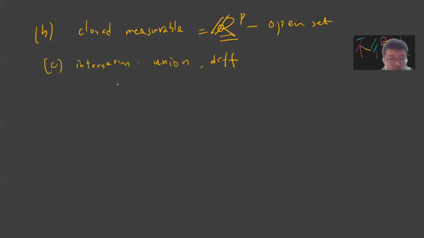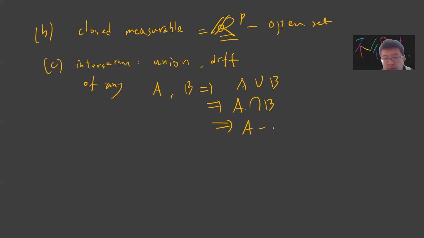So let's say A, B are measurable. Then A union B is measurable, A intersection B is measurable, A minus B is measurable. So measurable, measurable, measurable. This is intuitive because measurable means that you can detect its volume. So if A, B are measurable, then the union, the intersection and the difference should also be able to have their volume computed.